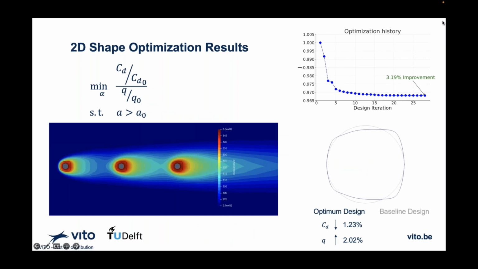And this is the kind of results that we obtained for this case, where we see the evolution of the objective function plotted with design iterations, and we see a performance improvement of 3.19%. And this is the kind of shape which actually is similar to one of the shapes that we got, but this is for the multi-zone case. And we get performance improvement of drag and heat transfer coefficient together. And this is the comparison of the optimum shape with the baseline.